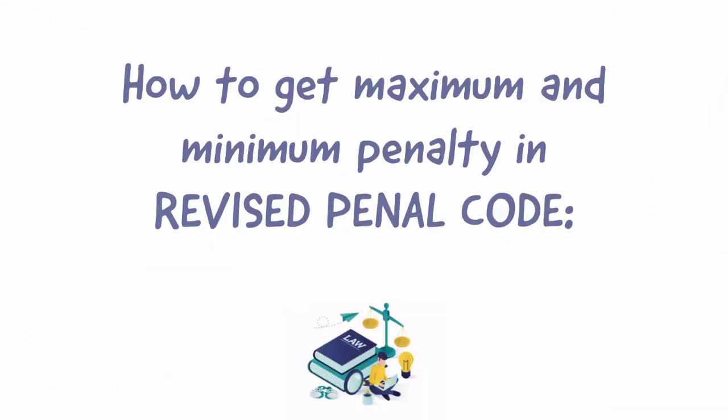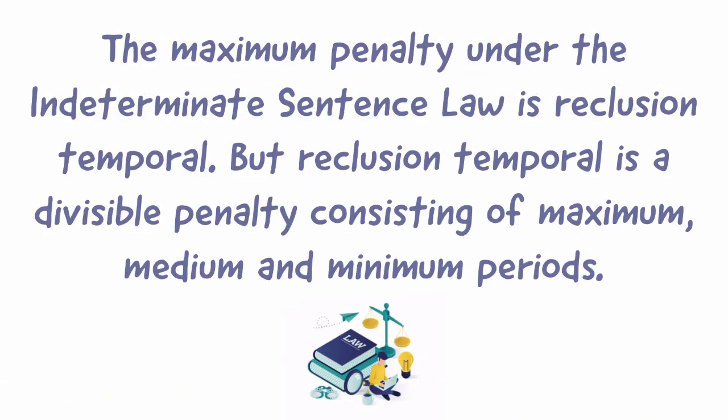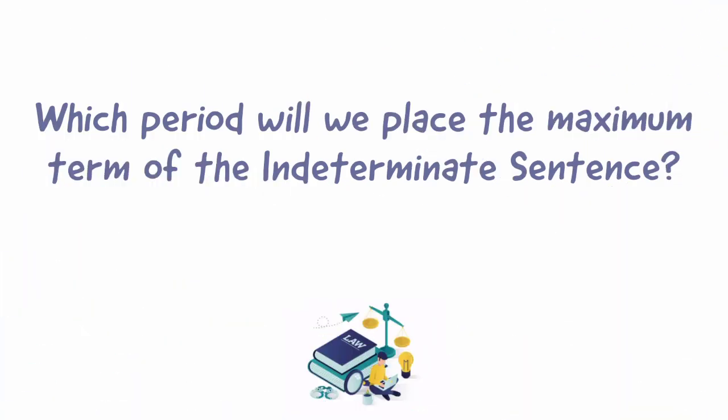How to get maximum and minimum penalty in Revised Penal Code. Example: in the crime of homicide, under the Revised Penal Code, the offender is sentenced to reclusion temporal. The maximum penalty under the Indeterminate Sentence Law is reclusion temporal. But reclusion temporal is a divisible penalty consisting of maximum, medium and minimum periods. Which period will we place the maximum term of the indeterminate sentence?